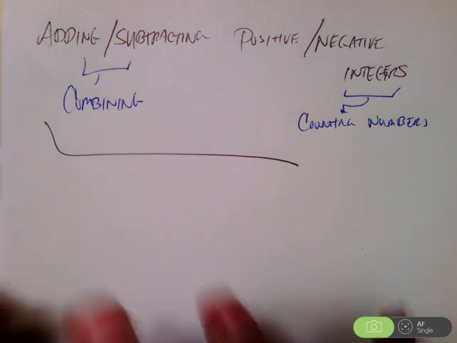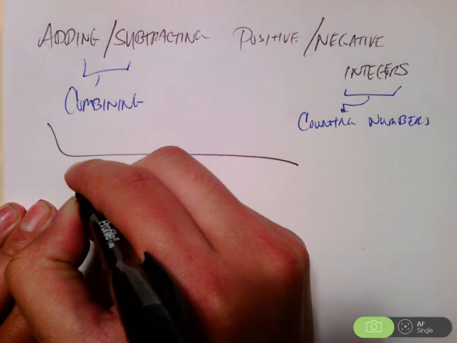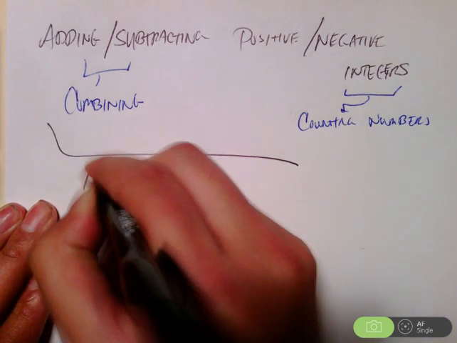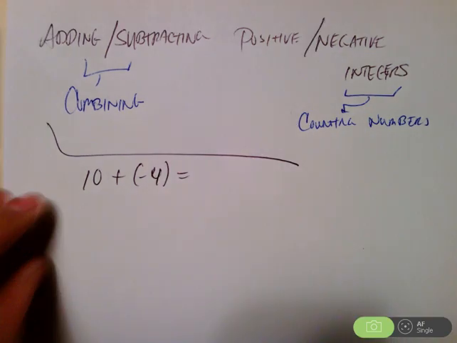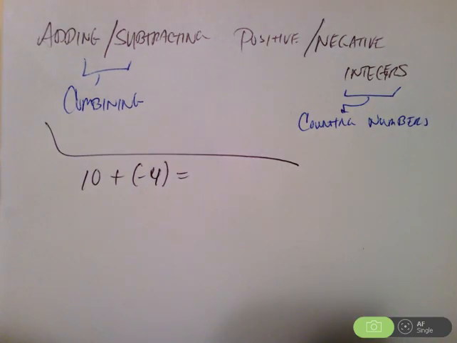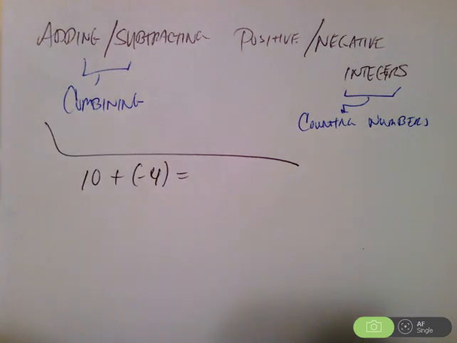Before I get started, let's say you have a regular problem like 10 plus negative 4. Obviously the answer is positive 6, but the thing that we wanted to do is that we like adding as opposed to subtracting. We don't really like subtracting because you can mess stuff up, but with adding, or combining as I like to call it, it's commutative, so you can do it in any order.